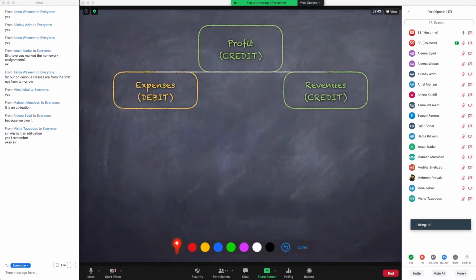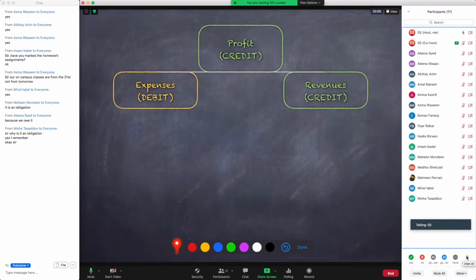So if we agree with identification of the default nature of these 3 items, then give me your feedback on the participant list. Okay, Misha, we don't understand better? Okay, we do. Understood.